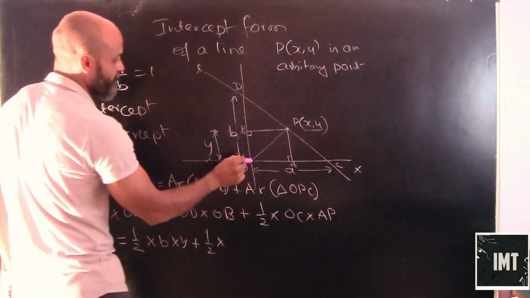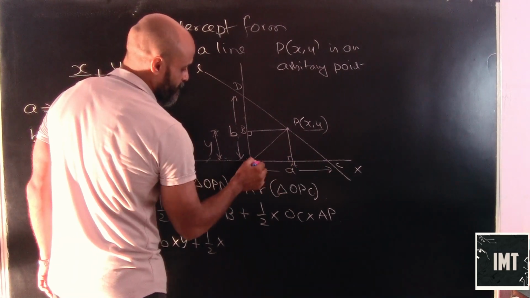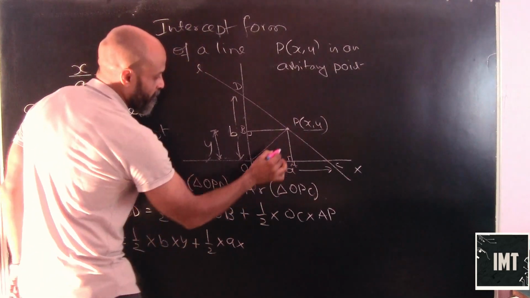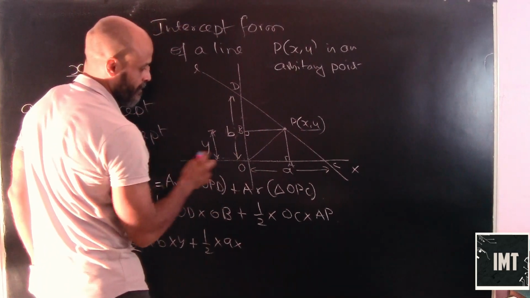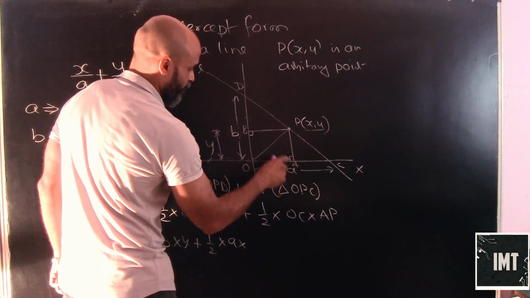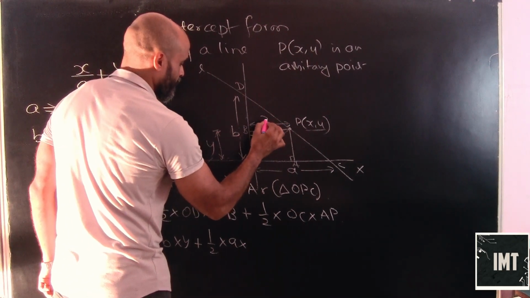Okay. This is pretty much visible. Half into OC. OC is how much? OC is basically A into AP. AP is how much? AP here is... Oh, I'm sorry. This would actually be X.